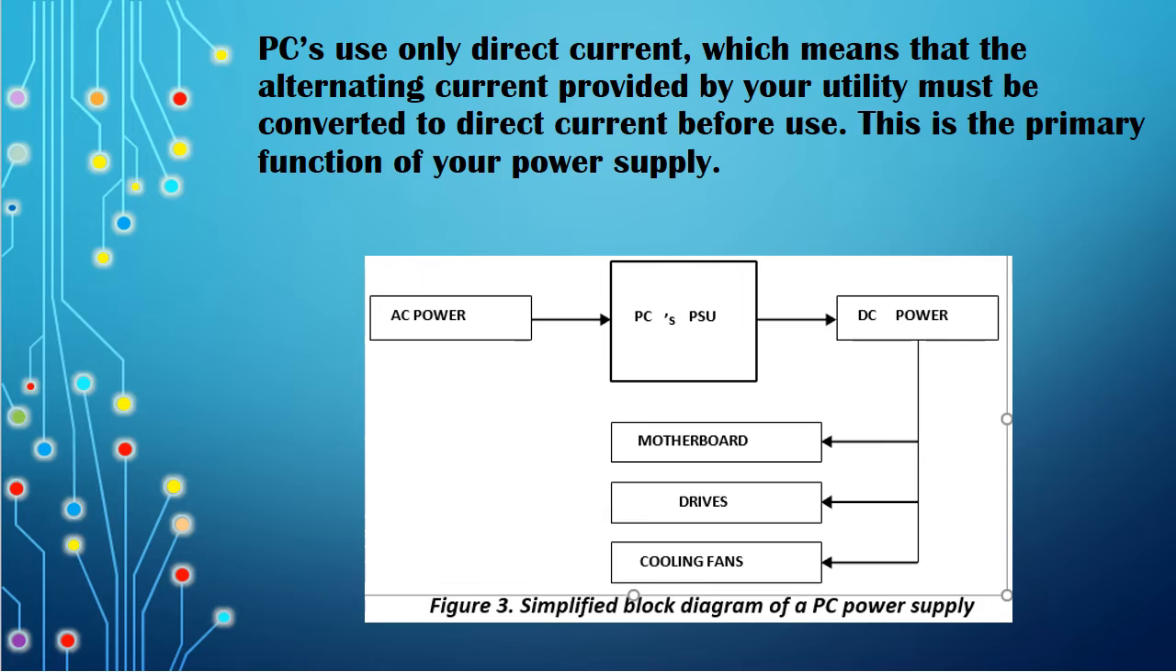The illustration below allows us to see the simplified block diagram of a PC power supply. So we have AC power, then the personal computer's power supply, then DC power. The DC power goes to the motherboard, the drives, and the cooling fan. The DC power will distribute its electricity to the motherboard, the drives, and the cooling fan. So that's how it goes, the alternating current for personal computers.